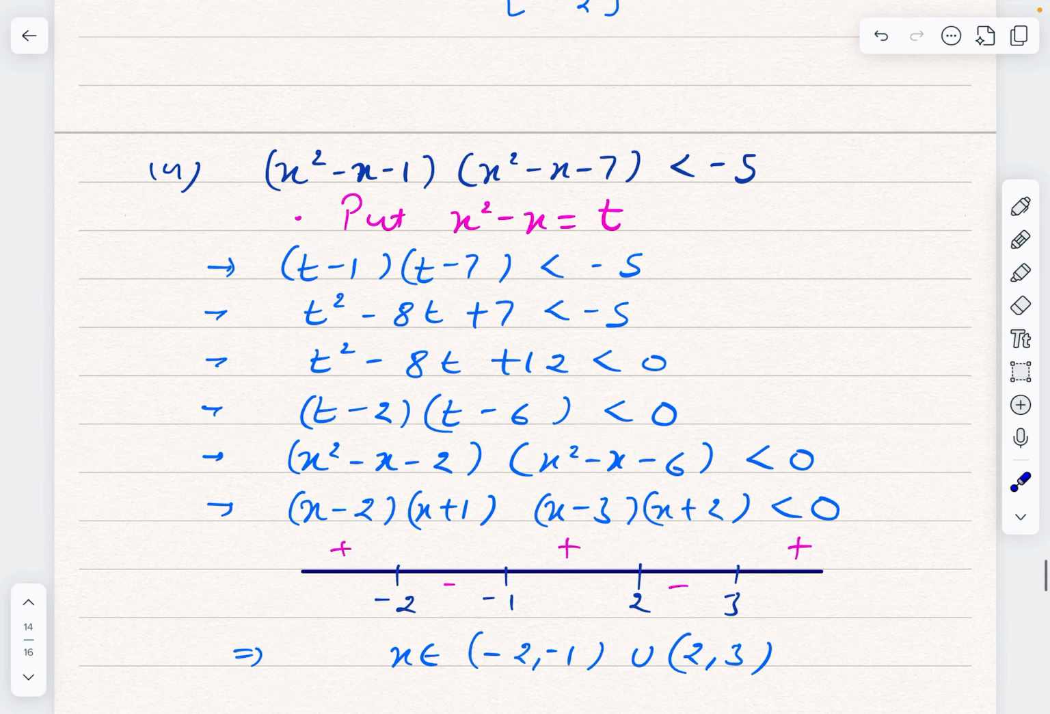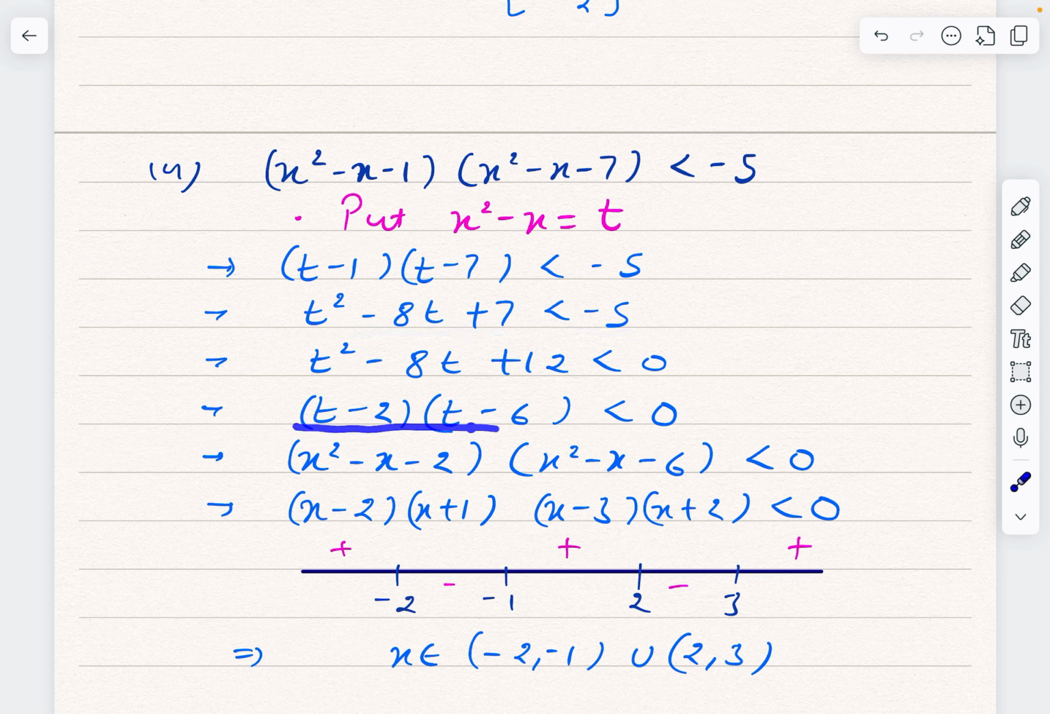14th is exactly same as I think 10th problem. Just we take x square minus x as t, and then you can try it yourself again. It's just exact same procedure as the 10th one. Otherwise, you can see this thing now. t square minus 8t plus 7 less than minus 5. We get t square minus 8t plus 12 less than 0.